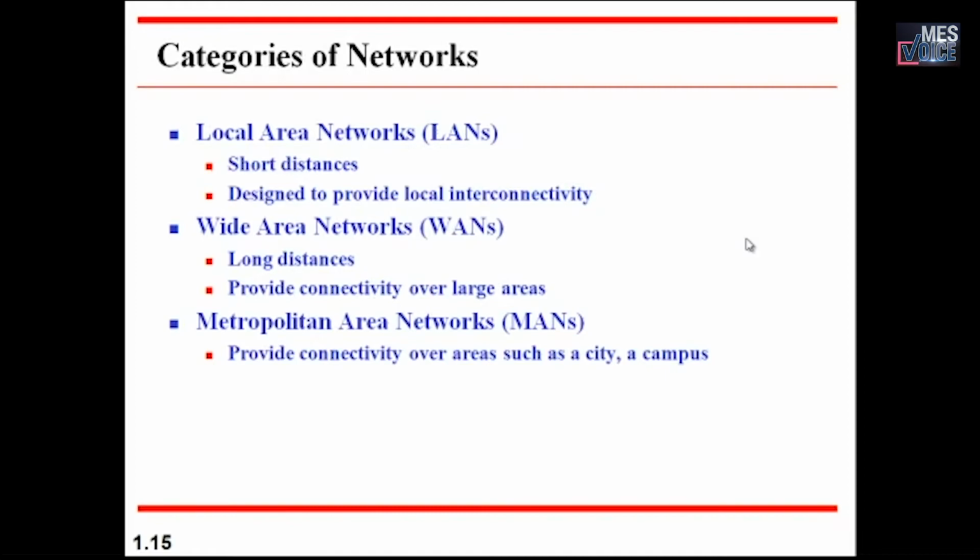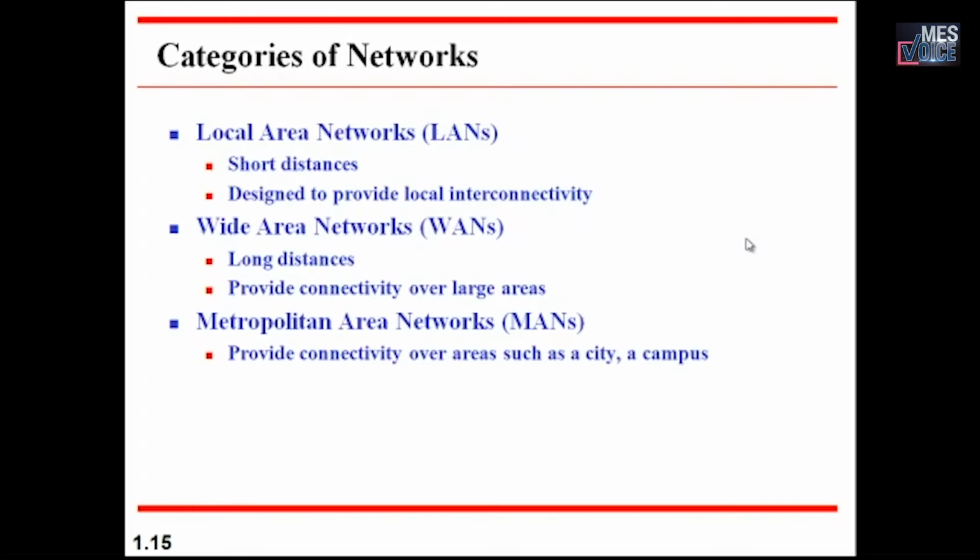As you all know, with local area networks, we are talking about short distances like a small room or a building. The local area network covers short distances. It is designed to provide local interconnectivity. And also, one of the most defining features of a local area network is that commonly it consists of homogeneous systems. Similar systems take part in a local area network.